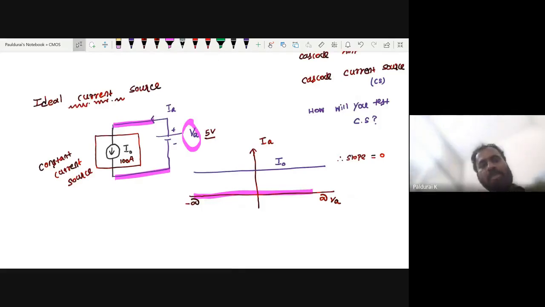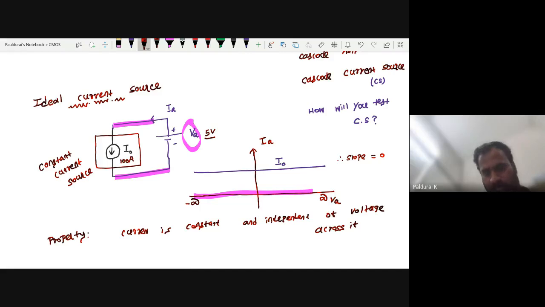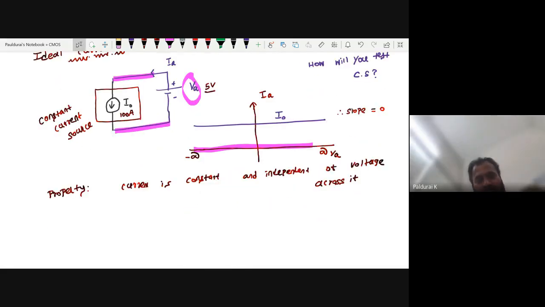So the property: current is constant and independent of voltage across it. Any doubt in this? Current is constant and independent of voltage across it. This is the property of an ideal current source.